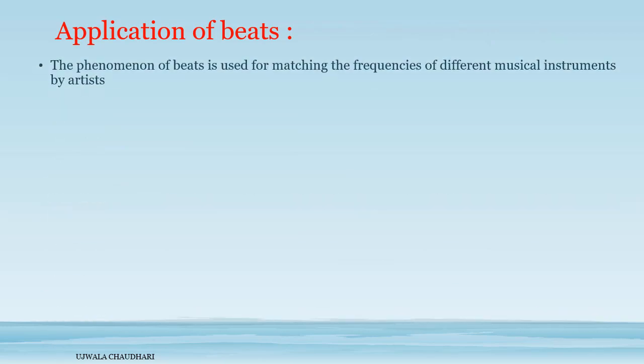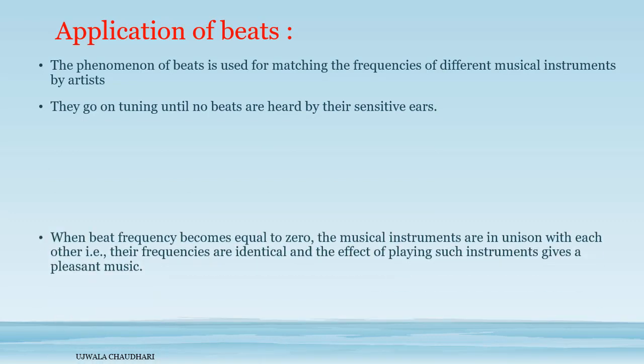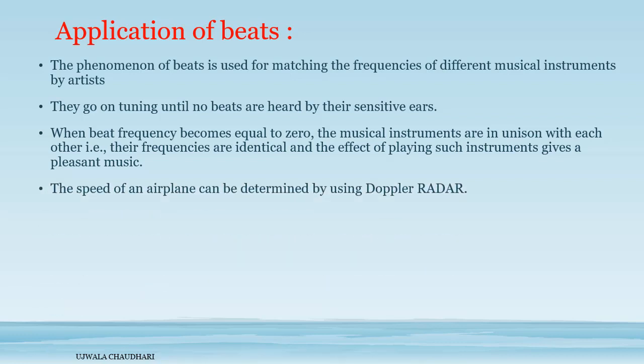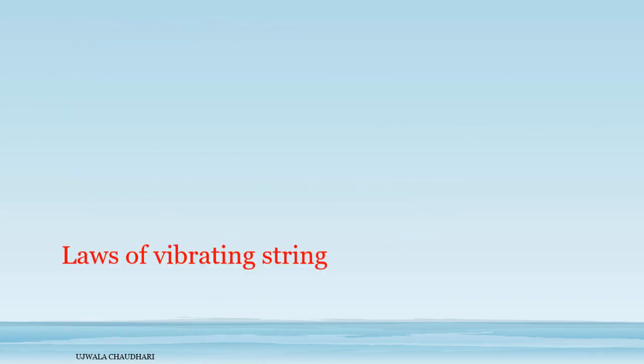Applications of beats. The phenomenon of beats is used for matching the frequencies of different musical instruments by artists. They go on tuning until no beats are heard by their sensitive ears. When the beat frequency becomes equal to 0, the musical instruments are in unison with each other. The speed of an airplane can be determined by using Doppler radar.